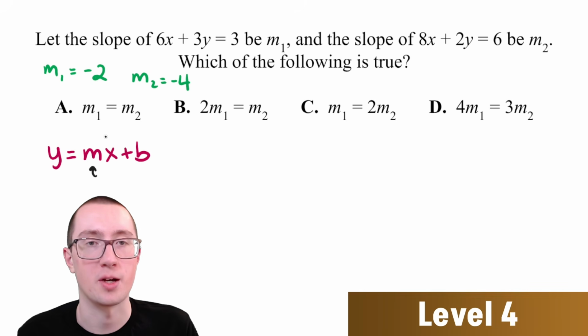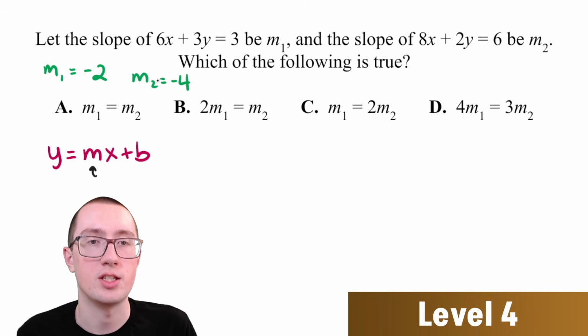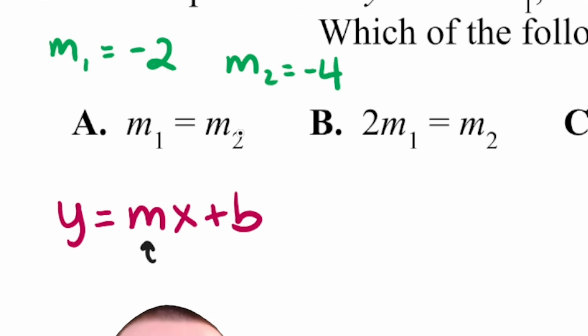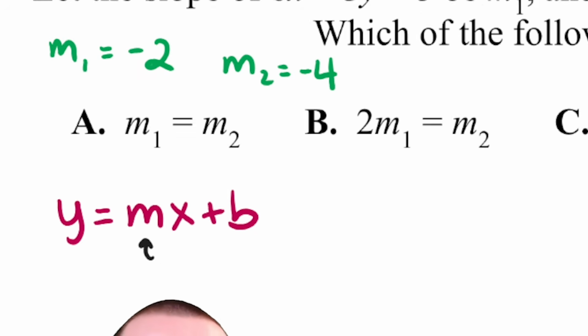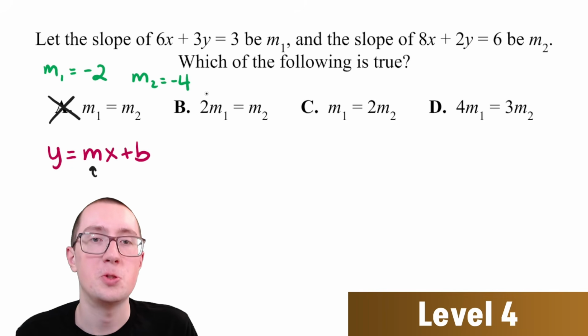But what do we do with that? Which of these equations is true? Well, let's just test out each equation and see if these numbers make it true. So A here is m1 is equal to m2. Well, -2 and -4 are not equal to each other. They're not the same number. So A is out.